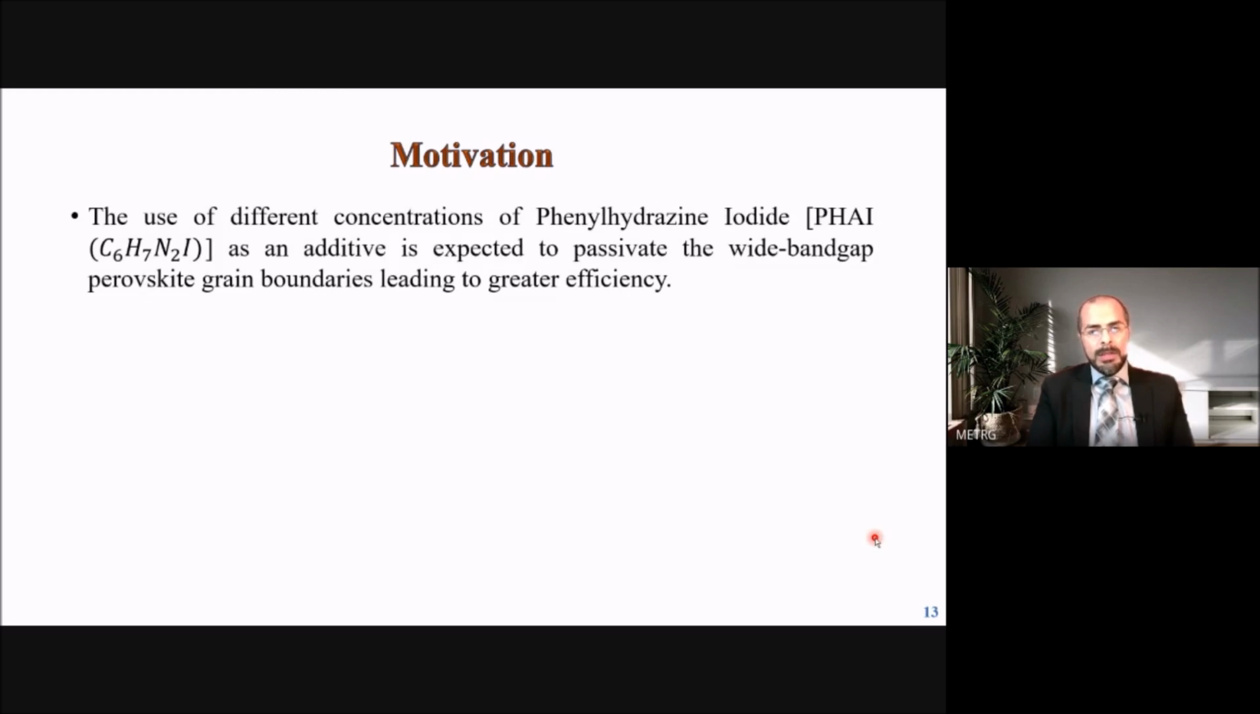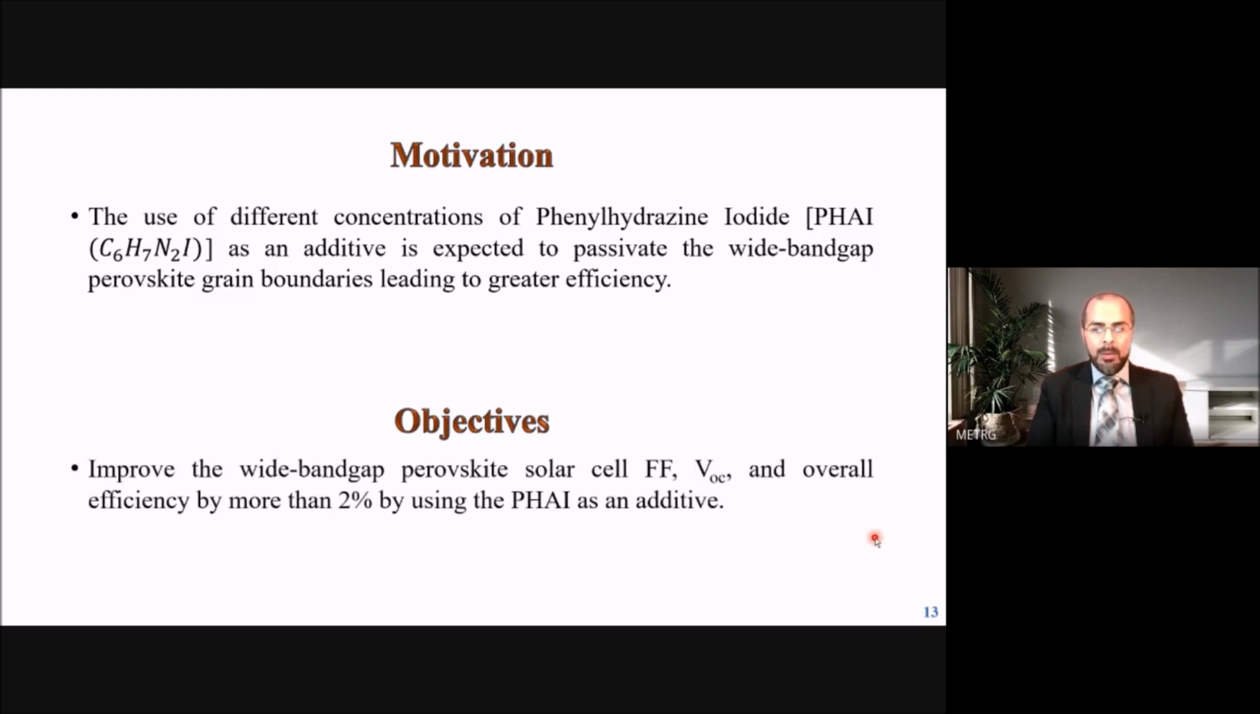Motivation. So what motivated me to do this research and do the experiment is that I believe the use of different concentrations of phenyl hydrazine iodide, which I'll be calling PHII, as an additive is expected to passivate the wide bandgap perovskite grain boundaries, leading to greater efficiency. So we will have a better performance. The objective and goal is to improve the wide bandgap perovskite solar cell fill factor, VOC, and overall performance. And my goal was to increase it by 2% using this new material.